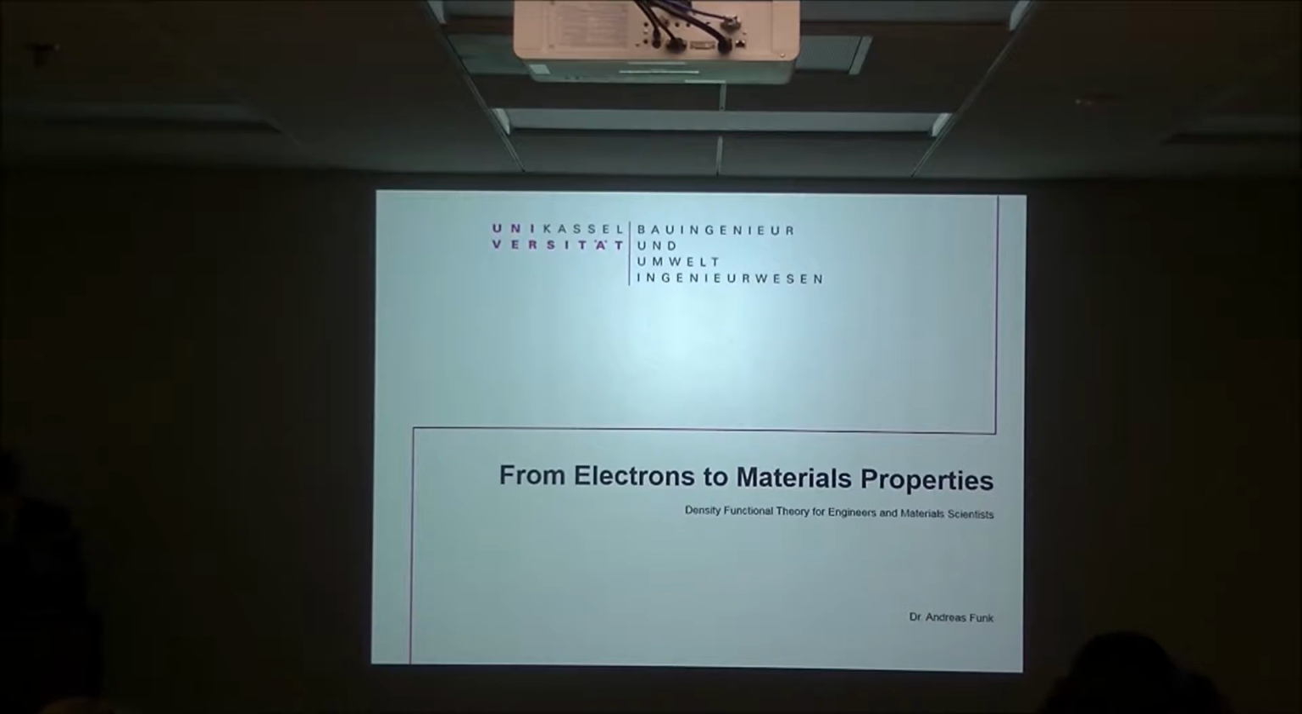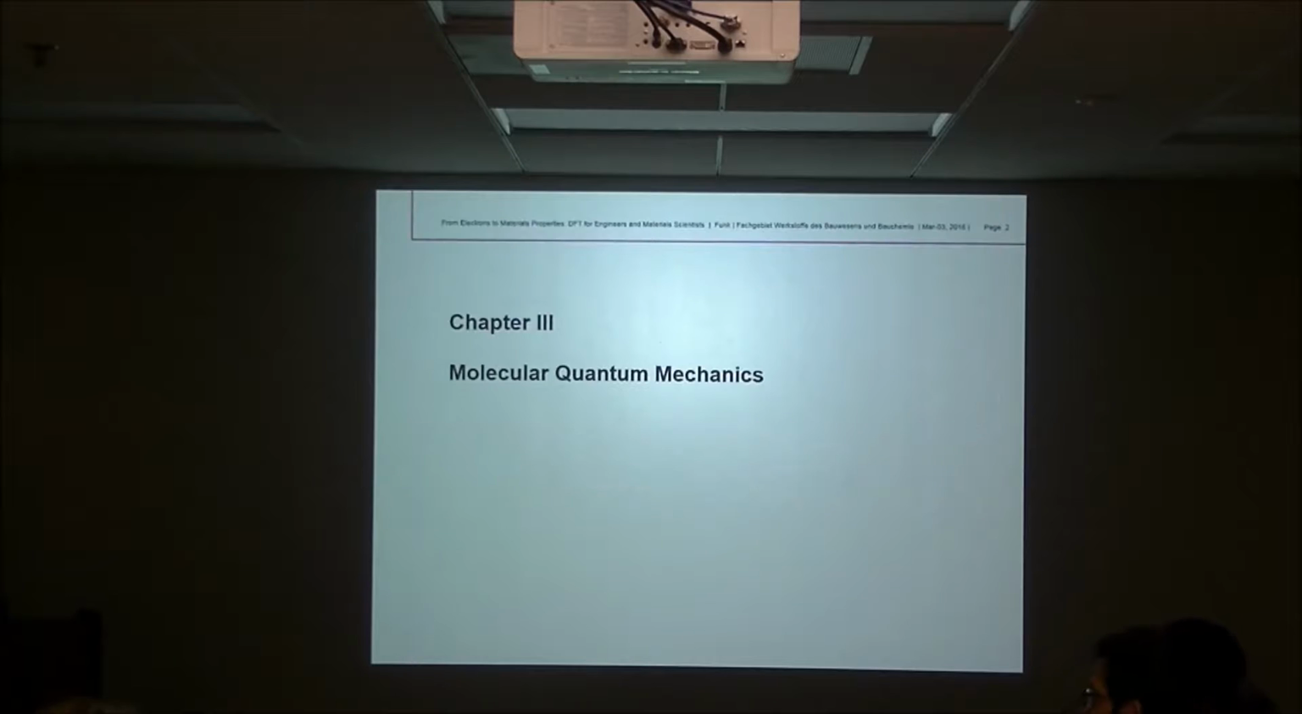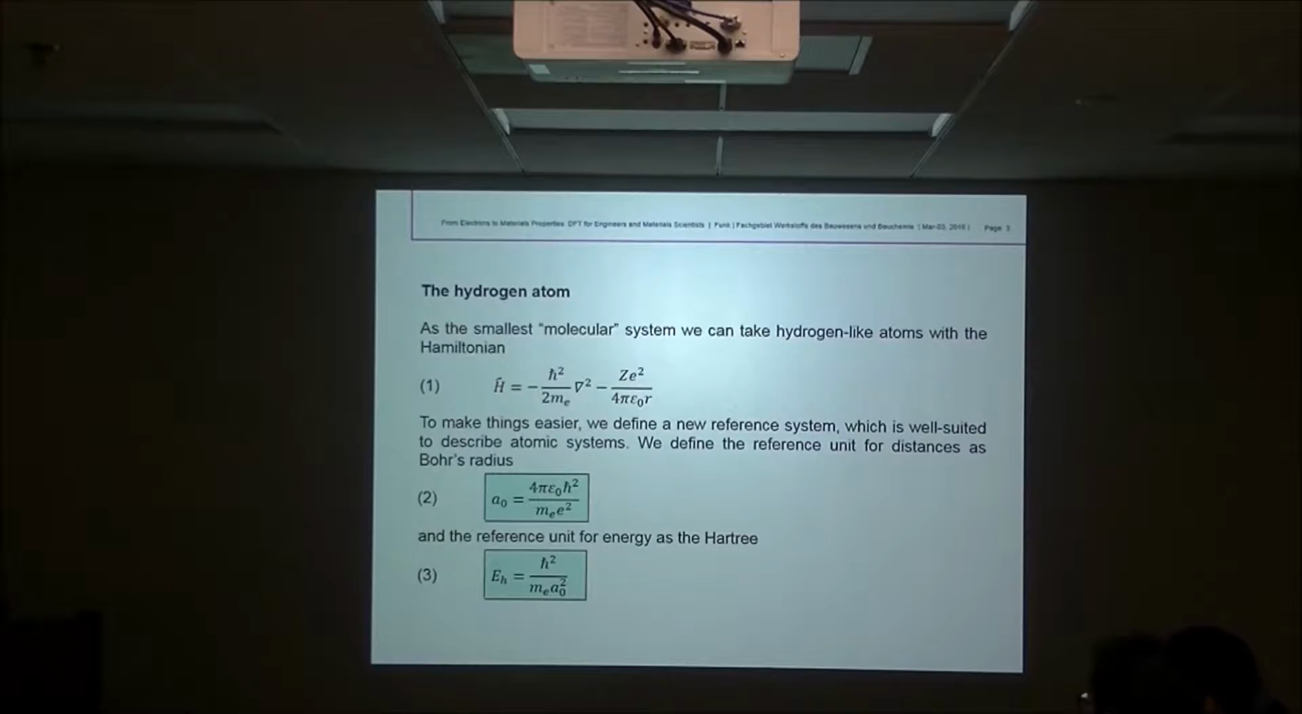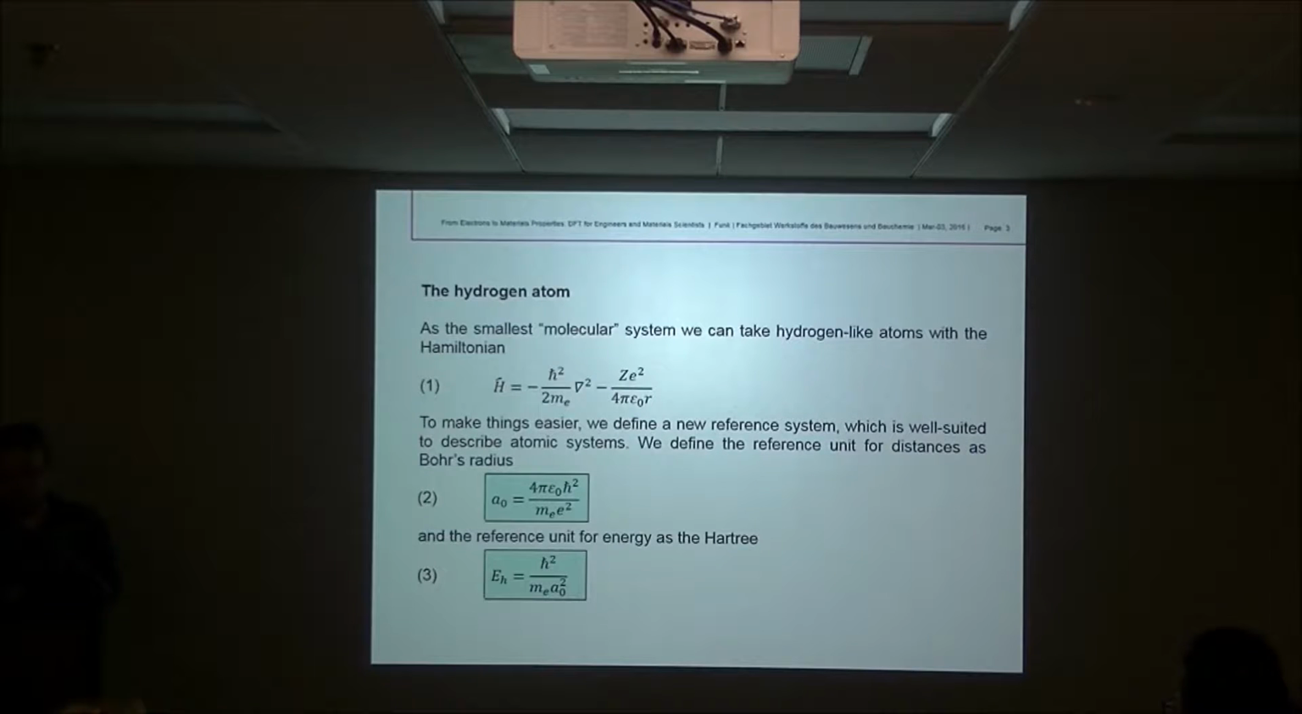So, welcome all those who decided to continue with this. Today's chapter 3: Molecular quantum mechanics. We had some simple systems last week, and now we're going to go to the good stuff, or at least get a little bit closer to it. Before we start with the molecule, we need to have an atom. The simplest atom we can think of is the hydrogen atom, or let's say hydrogen-like atoms, which have only a single electron, which makes things easy, and only one nucleus.